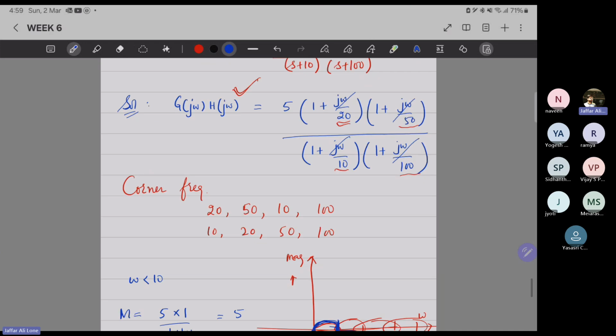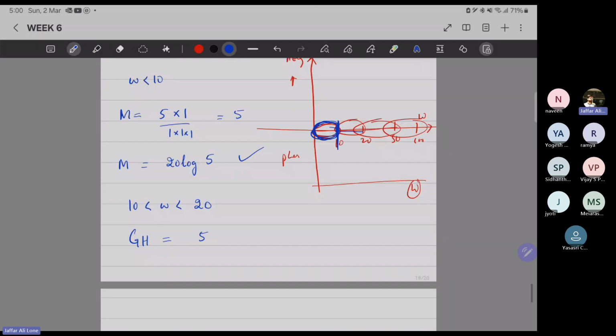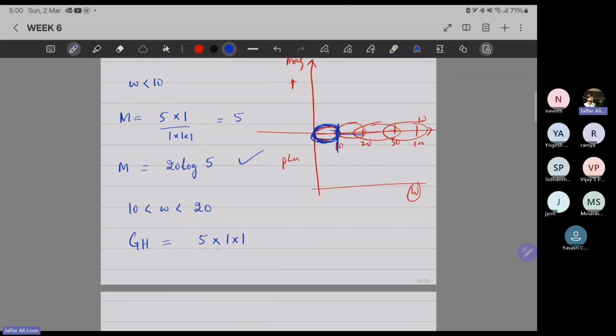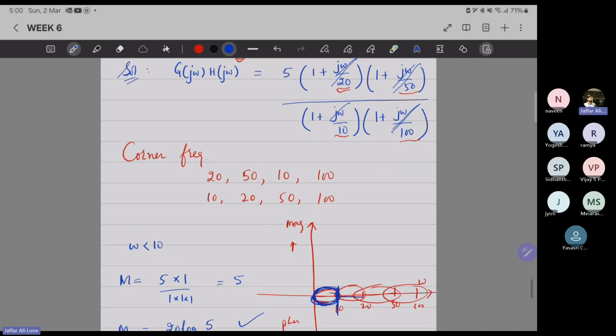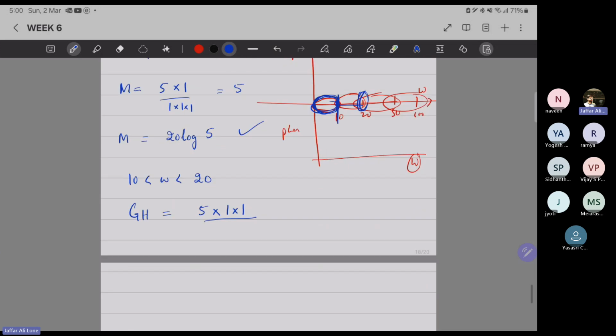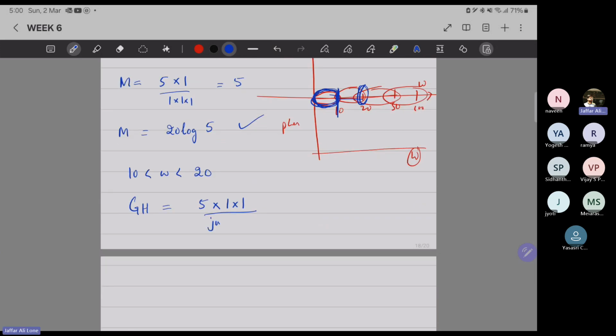I need to ignore all omegas which are greater than 10. So I'll ignore this omega, this omega, this omega, but not this omega, right? So I'll ignore this, it will be 1 into 1, but I will not ignore this omega, which is at 10, because it lies between 10 to 20, but it should be less than the upper frequency. So it should be less than 20. So I'm ignoring all the frequencies, but I'm not ignoring this j omega by 10. Here I'm ignoring this one, right? So you have to remember this. So here I will write j omega over 10 into 1.